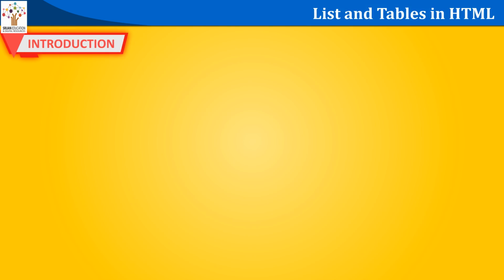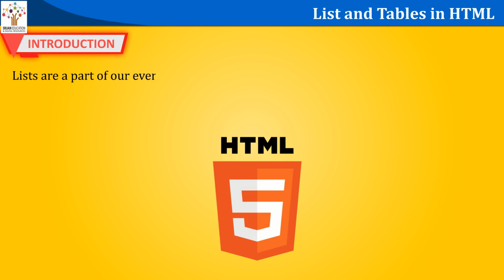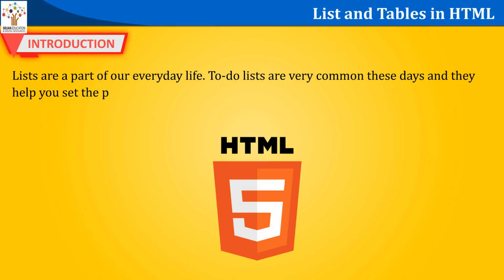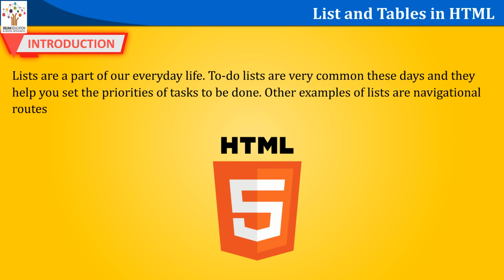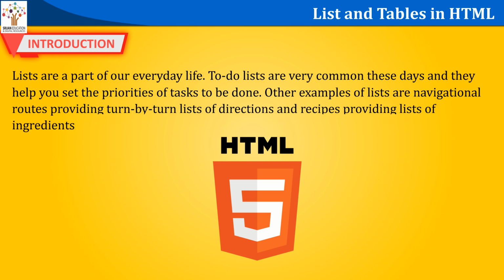Introduction. Lists are a part of our everyday life. To-do lists are very common these days, and they help you set the priorities of tasks to be done. Other examples of lists are navigational routes, providing turn-by-turn lists of directions, and recipes providing lists of ingredients and lists of instructions. Let's discuss lists in HTML.